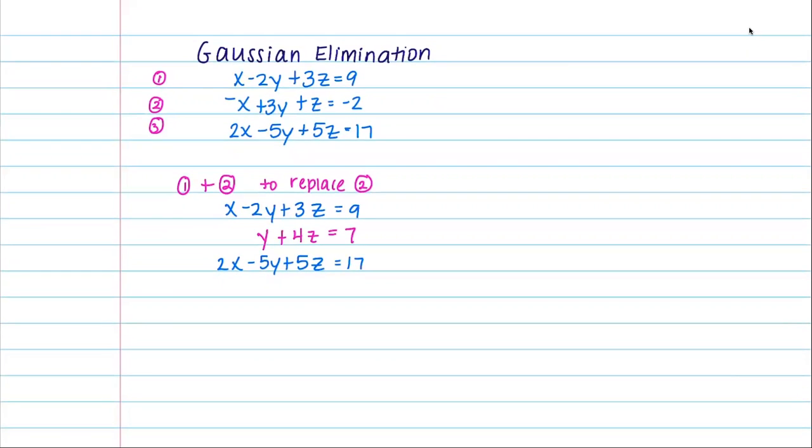So now if I label these, I'm going to say this is equation 1. I'll call this equation 4 since it's a new equation, and equation 3. So far, it looks like I'm on my way to row echelon form because I have a leading coefficient of 1. I eliminated my x variable, and this is also a leading coefficient of 1. So now I have some work to do with this last equation down here.